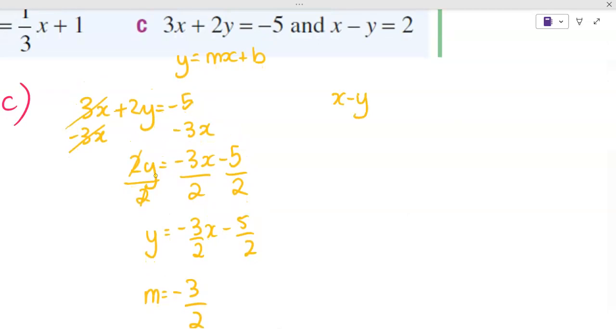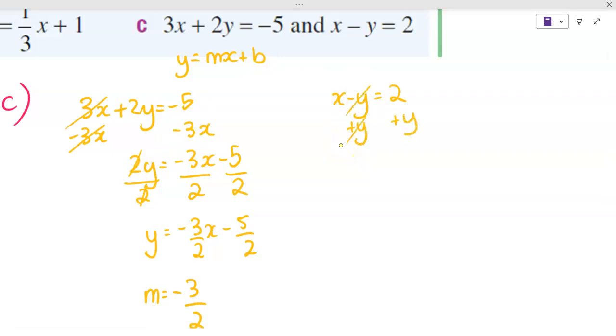x minus y equals 2. Don't forget you can rewind this video or pause it if you need it. Here's my second equation. Now I need it in terms of y. Because I don't want to deal with a minus in front of the y, I'm going to do a little trick. I'm going to say plus y.